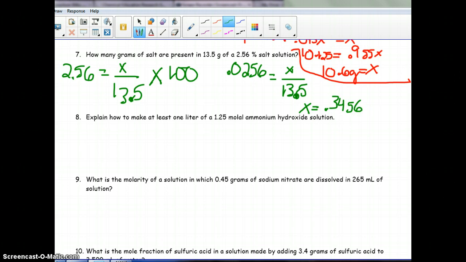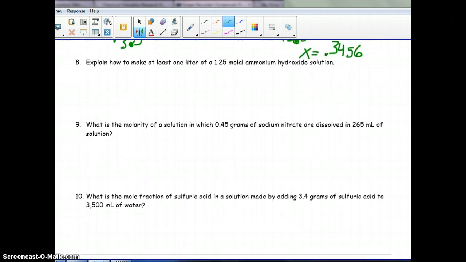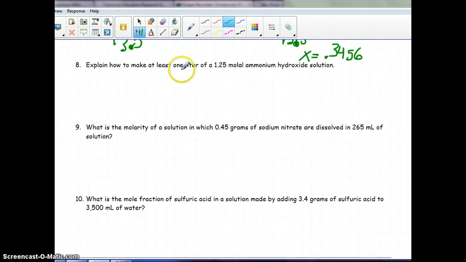Okay, all right. Number 8, explain how to make at least 1 liter. Well, 1 liter is 1,000 milliliters, and 1,000 milliliters is 1,000 grams. And we know if we converted 1,000 grams to kilograms, that'd be 1 kilogram. I'm worrying about kilograms because I saw this little word molal, and I know that molal means molality, so I'm going to have kilograms of the solution on the bottom.